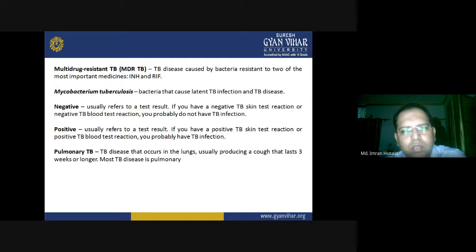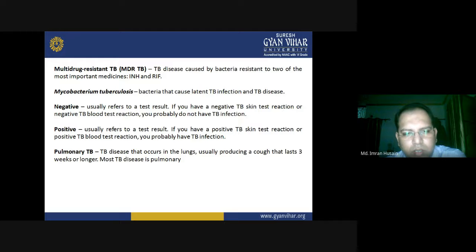Mycobacterium tuberculosis: the bacteria that cause latent TB infection and TB disease. Negative usually refers to test results. If you have a negative skin test reaction or negative TB blood test reaction, you probably do not have TB infection. Positive usually refers to test results. If you have a positive skin test reaction or a positive TB blood test reaction, you probably have TB infection.